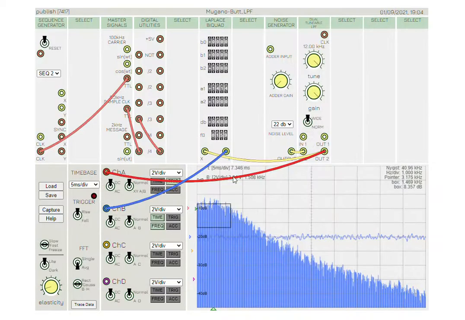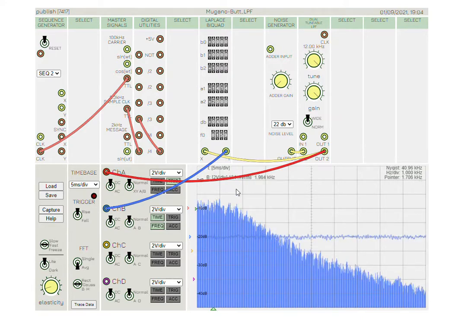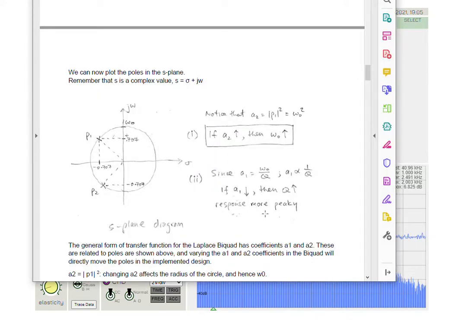Let's try that. If we increase A2, let's double it and see what happens. You'll notice it's now increasing. Increasing A2 has increased the roll-off of this filter. If we come back here, let's have a look at A1. A1 goes down, Q goes up.